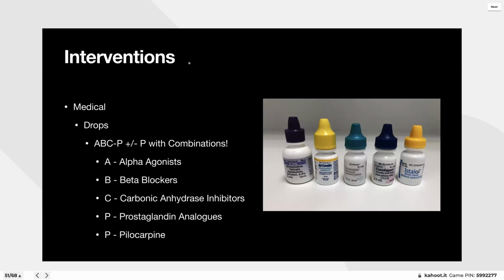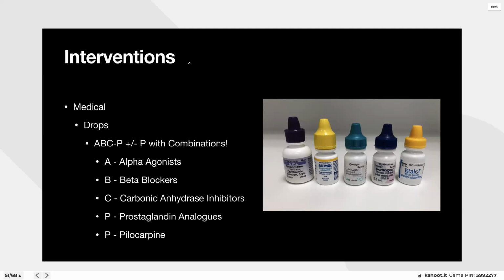So first we'll talk a bit about drops. And as you start ophthalmology, you come to realize that drops are very, very difficult to remember and learn. And so I do want to give you the acronym ABC, as in ABCs, P plus or minus a second P. That was the way that I remembered it for myself. So A, alpha agonists, B, beta blockers, C, carbonic anhydrase inhibitors, and then we jump to P and P, which are prostaglandin analogs, and pilocarpine, which is a parasympathomimetic analog.